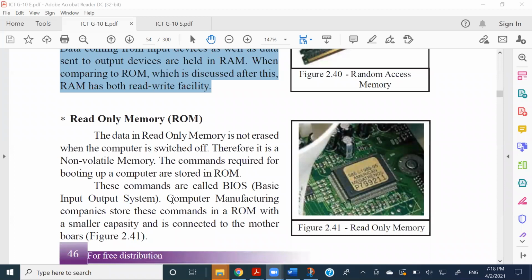Computer එක boot වෙනකොට බලන්න ඕන instructions ටික ROM එකේ නැහැ. So then it will give us an error.